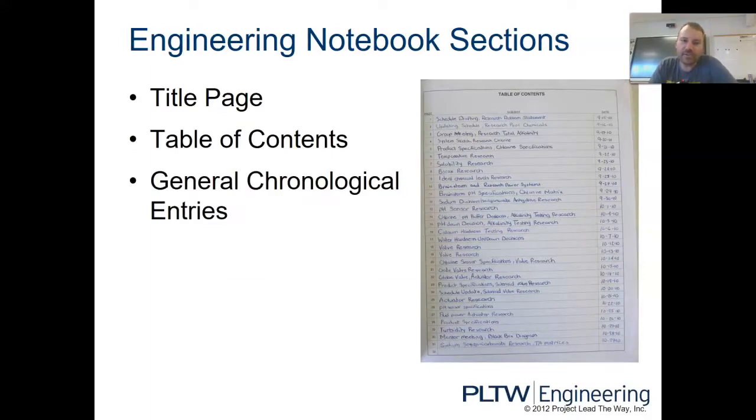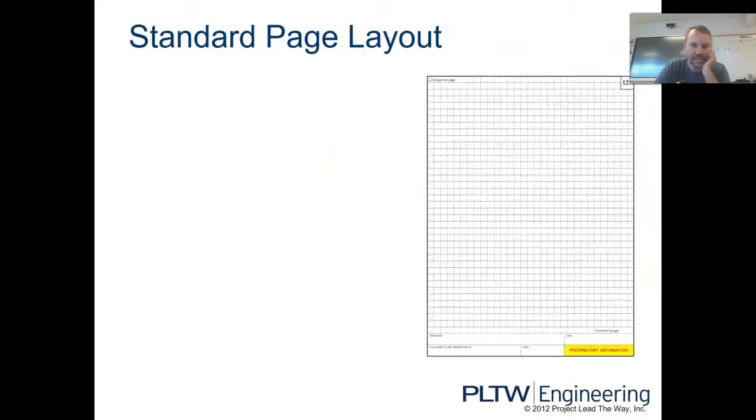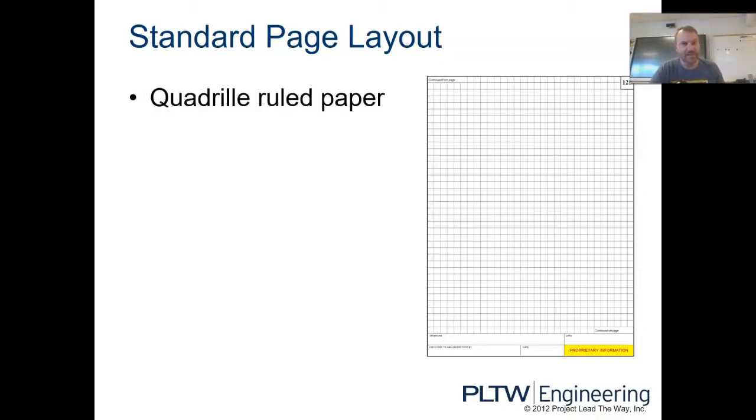Some of the things that you're going to have inside of it: a title page, table of contents, which you can see here. General chronological entries, so they're starting from top to bottom. You can see that these are all labeled with the date. References, business expert contacts. So this is what yours looks like. It looks exactly like this. Proprietary information, right down to the bottom right, saying that it's copyrighted.